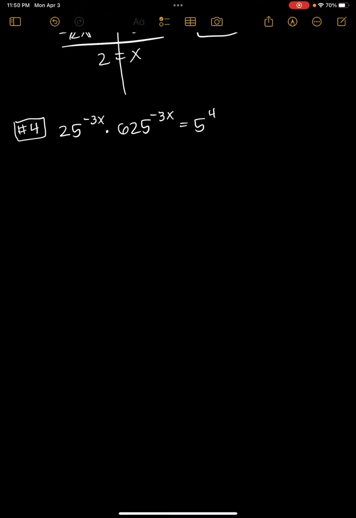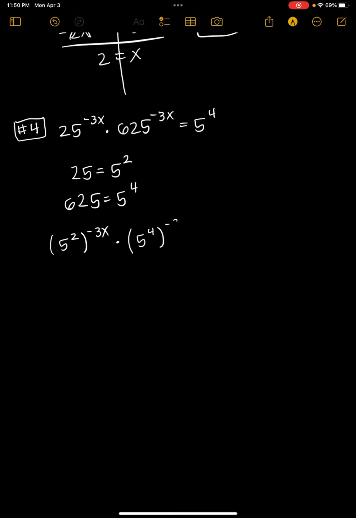And I'm going to change everything to be powers of 5. So I know that 25 is equal to 5 squared. I also know that 625 is equal to 5 to the 4th power. And this is a lot of guessing and checking if you don't already know these numbers. Totally fine, just grab a calculator and start guessing. So what I'm going to do is change the 25 to be 5 squared, but I leave that negative 3x there. And then I'm going to change the 625 to be 5 to the 4th, and I leave the negative 3x there as well. And then that 5 to the 4th just stays 5 to the 4th over on the right side of the equal sign.